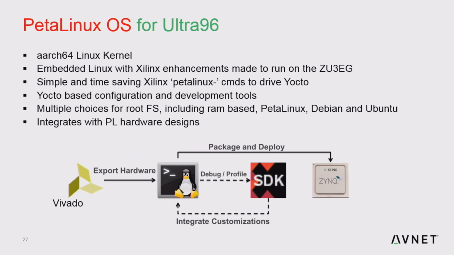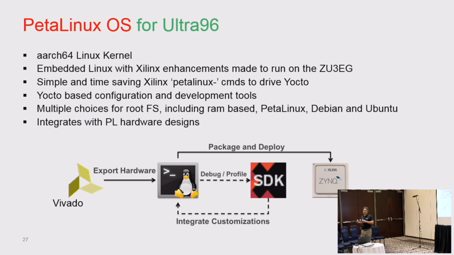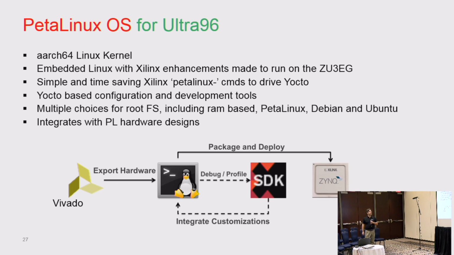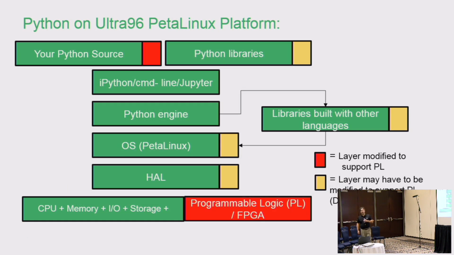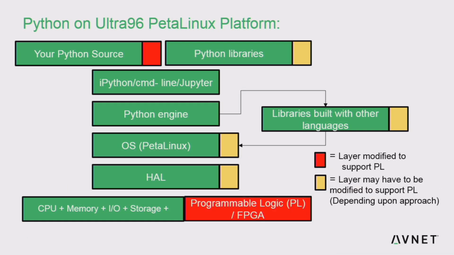Now, finally, there is an operating system, a Linux operating system, called PetaLinux. It's open source, embedded Linux, and underneath the hood, it's actually a Yocto-based build system. It's a 64-bit ARM architecture embedded Linux. I don't want to spend any more time talking about that right now, but that's another important tool to the mix here. If you're going to run Python, you can run Python on top of the PetaLinux OS.